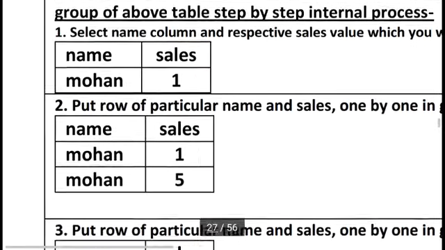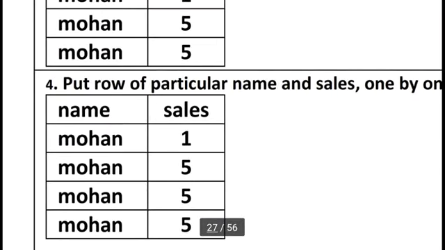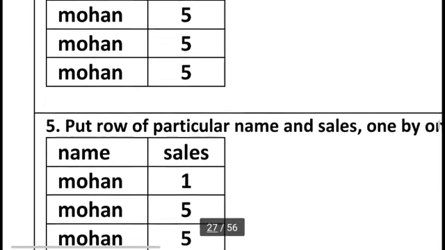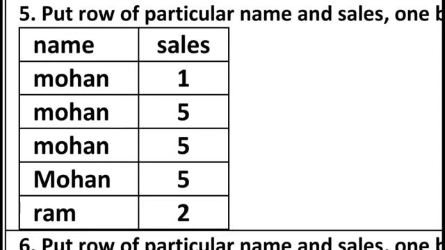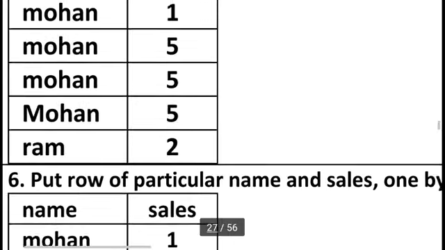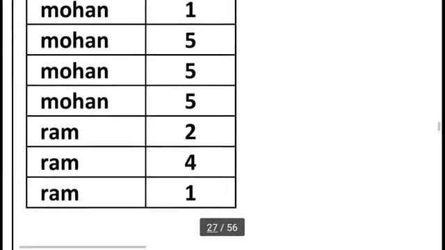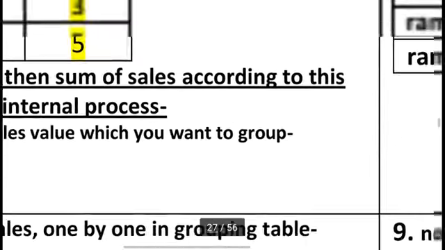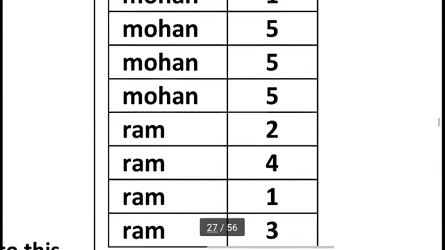So all of Mohan's records you can put in the group table. Okay, but I have another salesman, Ram. All the Ram data with sales you put here one by one in the group table rows. Ram 2, Ram 4, one by one, Ram 1. So you can see I want to group, Ram 4, Ram 1 and Ram 3.